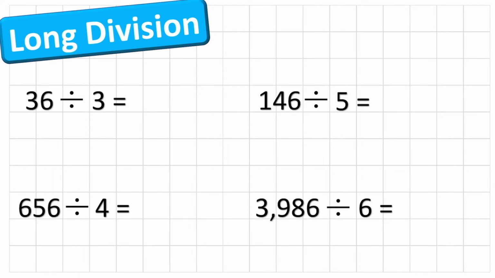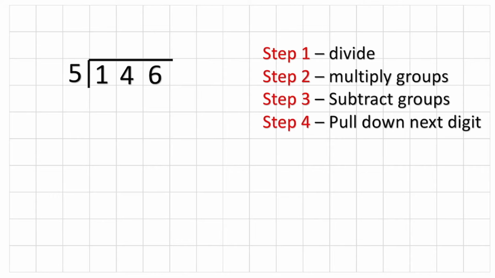Okay, let's look at a slightly different one. This one's going to be a little bit tricky. Let's have a look at 146 divided by 5. Okay, so same thing again. I'm going to put my 146 inside my bus stop and my 5 on the outside. And I'm going to follow step 1 again. So how many 5s are there in 1? Well, if I have 1 marble, I can't take any groups away, can I? So the only thing I can do is put a 0.